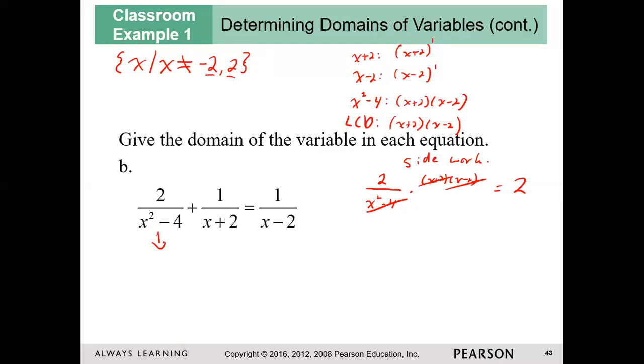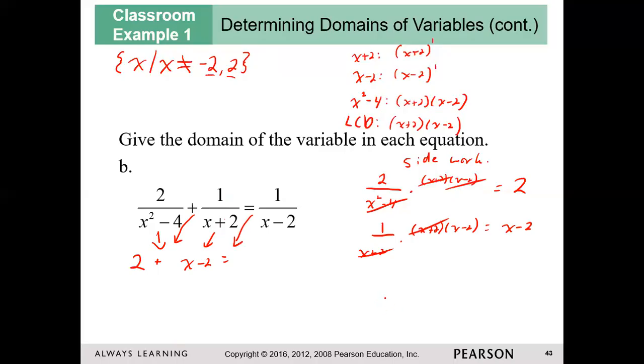So the first fraction here just turns into a nice 2. We'll move on to the next one, 1 over x plus 2. When you multiply it by the LCD of x plus 2, x minus 2, the x plus 2's cancel, and it leaves you with 1 times x minus 2, which is, of course, just x minus 2. So plus comes along for the ride here, so it just comes down. And then this becomes x minus 2. And then the equal comes along.